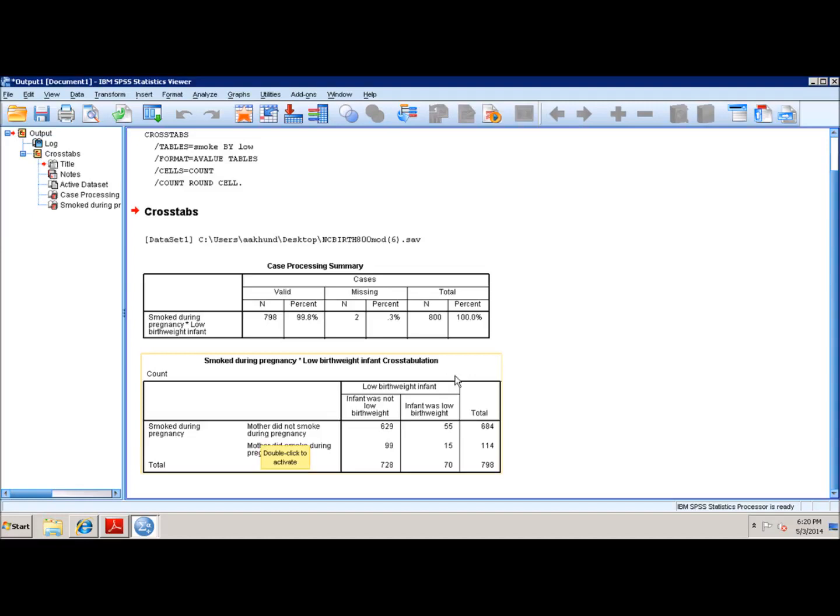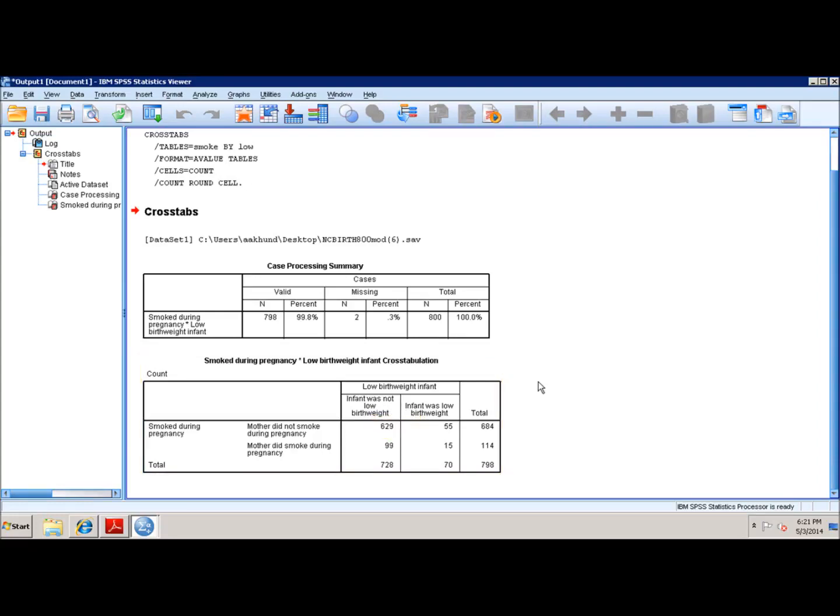One thing I wanted you to notice was the arrangement of the variables here. You can see mother did not smoke during pregnancy is on top, and mother did smoke during pregnancy is on the bottom, and here on the left hand side, infant was not low birth weight, infant was low birth weight. If you were interested in arranging this table differently, typically the arrangement would be mother did smoke during pregnancy, here the exposure, and then the outcome, infant was low birth weight would be here, infant was not low birth weight would be there.